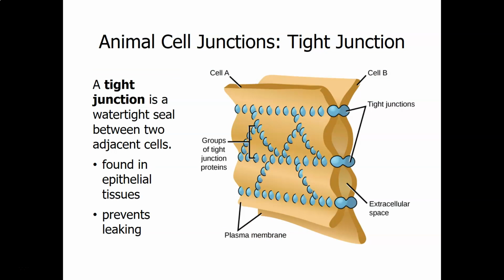And tight junctions are like a tight seal. You have tight junctions lining your urinary bladder because you do not want there to be any way for urine to escape into your body.